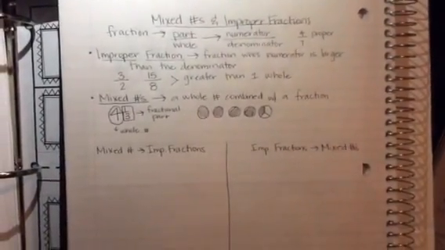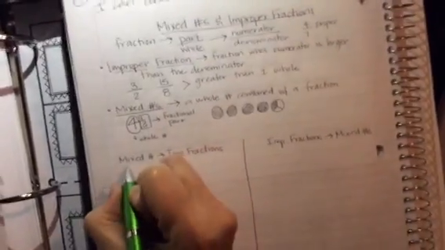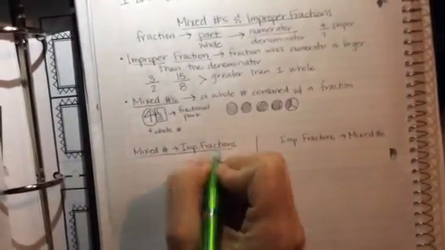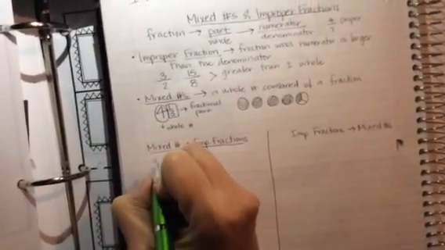Now that you've set up your notebook, we're going to talk a little bit about what this looks like. So we're going to start with mixed numbers to improper fractions. And we're going to start with a simple example of 3 1/2.